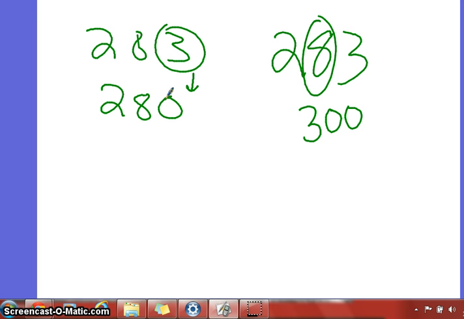Caleb, what do you do if it says 250? Do you round it to the 100 or 250? The rule is 5 or more, you go up. Okay, 250, you're going to go up to 300.